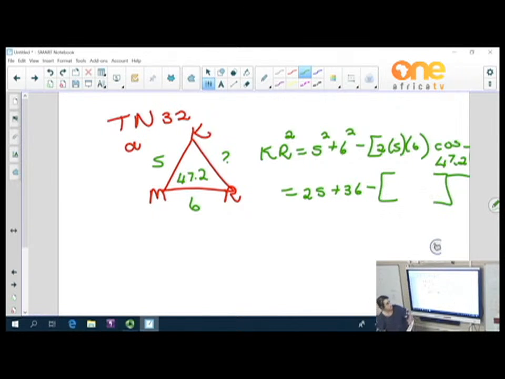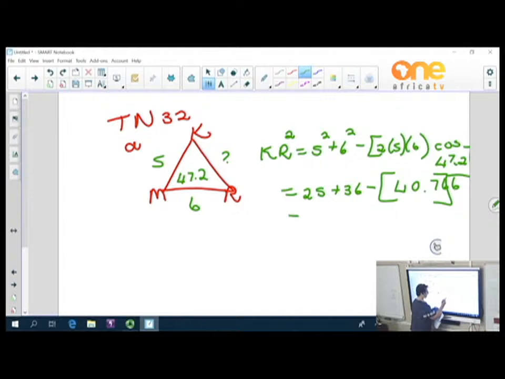So we use our calculators, and it's 2 times 5 times 6 cosine 47.2 is equal to, and I got 40.766. Don't round off in that step. Go for 5 significant figures. We will round off in the final answer, because otherwise we're going to get wrong answers.